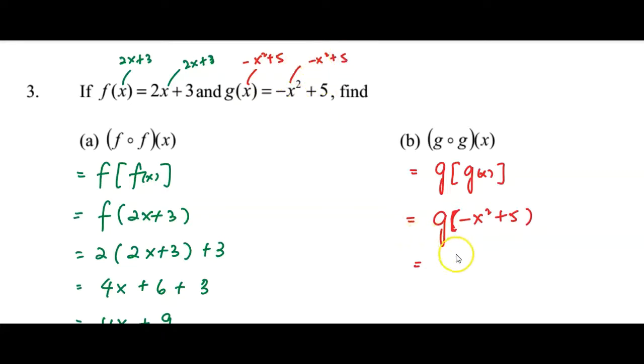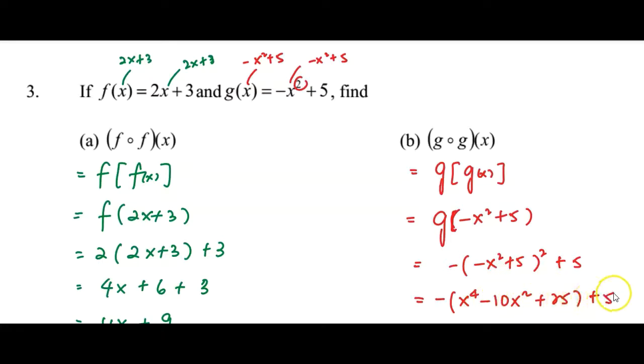Alright, so you have negative (negative x squared plus 5), and don't forget you have a square here, squared, plus 5. To simplify it, you're going to expand first. You get x squared, this is x to the power of 4, minus 10x squared plus 25, plus 5.